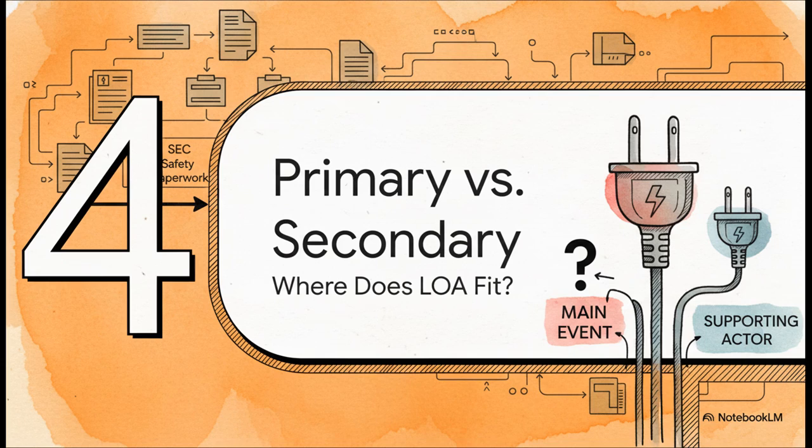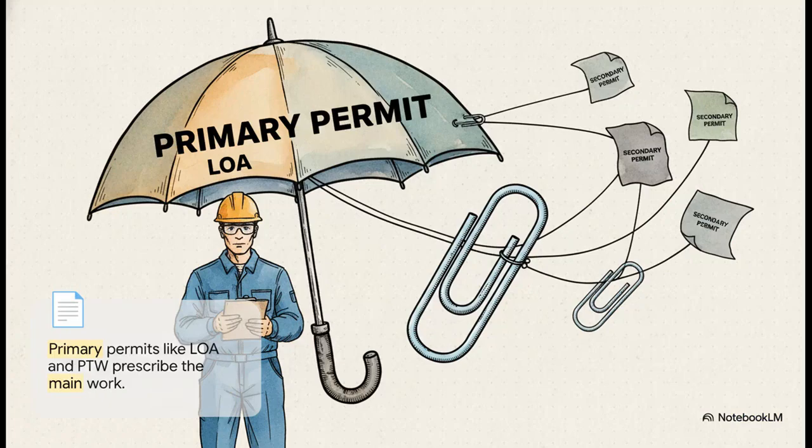Section 4. Primary versus secondary documents. Where does the LOA fit? In the SEC safety system, documents are basically split into two camps. First up, we have primary permits. This includes your LOA, your medium and low voltage permits to work, your sanction for testing, and confined space entry permits. These prescribe the main work. Think of them as the big, overarching safety umbrella. Contrast that with secondary permits. These are essentially just attachments. A secondary permit cannot legally exist on its own. It has to be tethered to a primary permit. So, where does the LOA sit? It sits firmly in that primary category. It is a primary safety document in its own right.